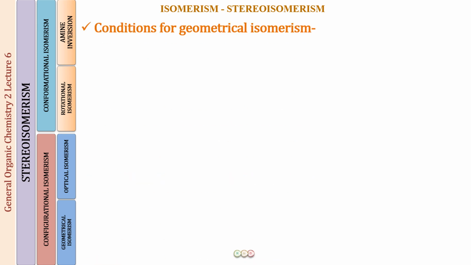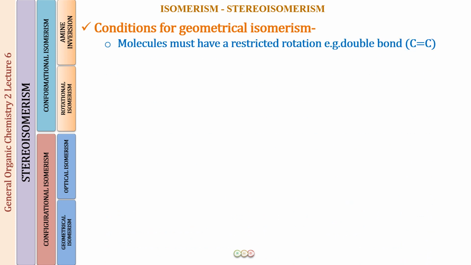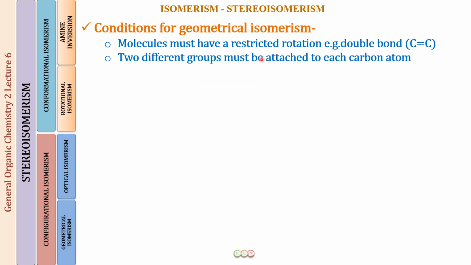So to sum up, what are the conditions essential for geometrical isomerism? Number one, the molecules must have some form of restricted rotation. For example, a double bond. For example, we have a carbon-carbon double bond. There are going to be certain more examples coming up and you will be learning all of them. So just remember that the molecules must have some form of restricted rotation. And the next is that if we have a carbon-carbon double bond, then there should be two different groups attached to each carbon atom.